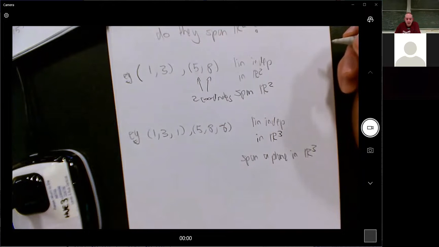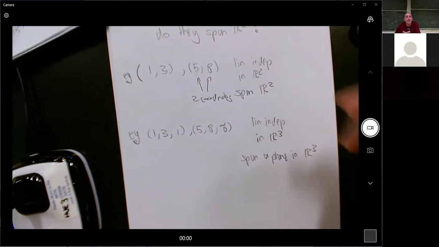No, if two vectors are linearly dependent, they will span a line, which is not the whole of anything. It's not the whole of R2 and it's not the whole of R3. There's only two vectors. You can't span the whole of R3 with only two vectors.